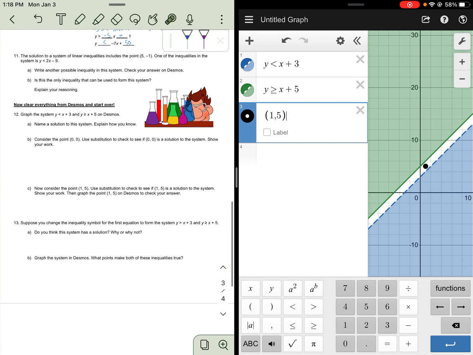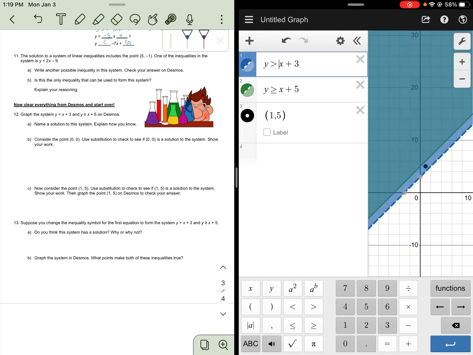All right. 13, suppose you change the inequality symbol for the first inequality to form the system y is greater than x plus 3 and y is greater than or equal to x plus 5. Do you think this system has a solution? Why or why not?